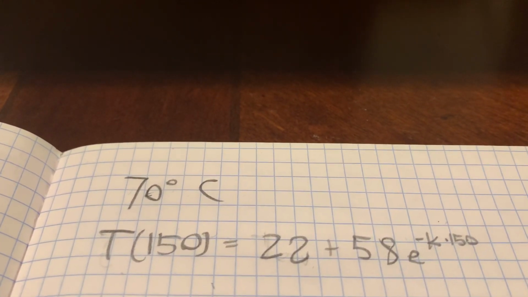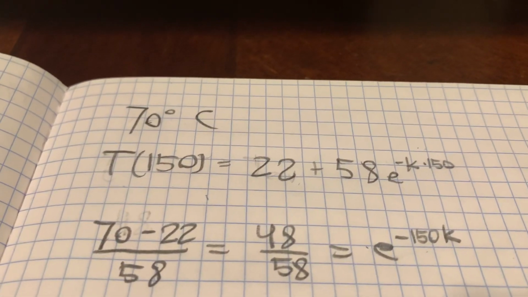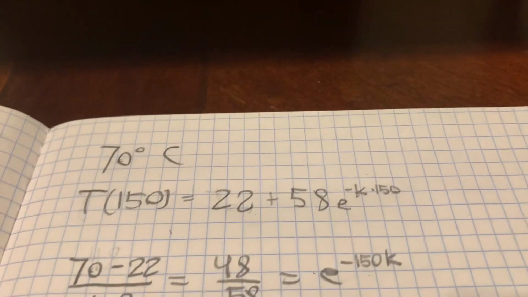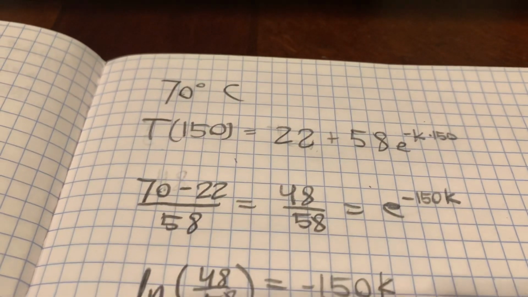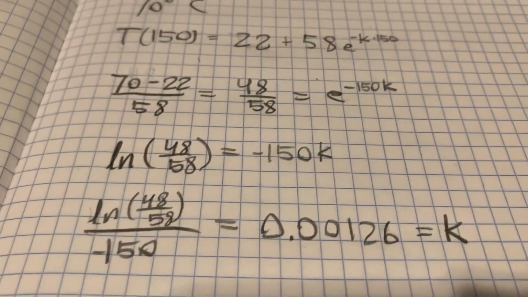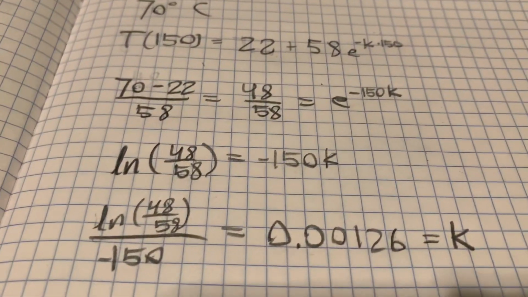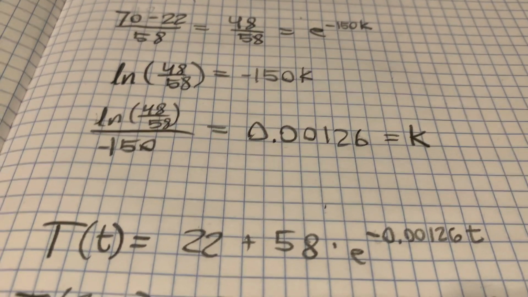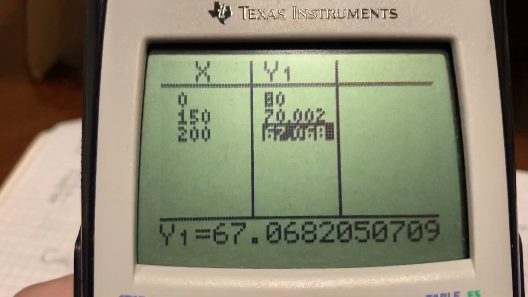And how do we use this to solve for k? First we can subtract 22 from both sides and divide by 58. So we have 70 minus 22 divided by 58, which is 48 over 58, is equal to this e to the negative k times 150. Now we can take the natural log of both sides and then divide by 150, and now we have a value for our k. So hopefully you can follow how I did that. And now we can just plug this k into our formula, and we have an accurate formula for T. So for example, if we wanted to know the temperature after 200 seconds, we could just plug it in like that and put it into our calculator, and wow, it's about 67 degrees Celsius.